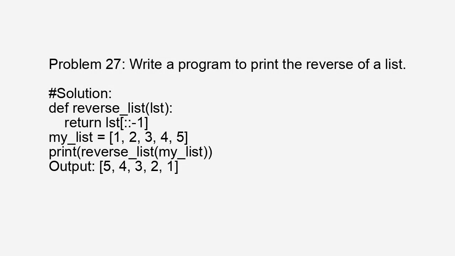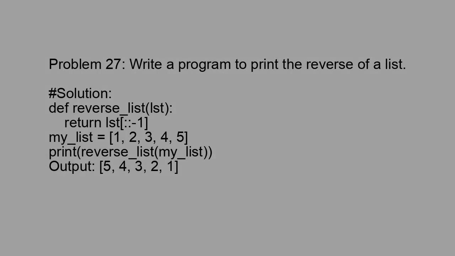Problem 27. Write a program to print the reverse of a list. Solution: def reverse_list(lst): return lst[::-1]. my_list = [1, 2, 3, 4, 5]. print(reverse_list(my_list)). Output: 5, 4, 3, 2, 1.